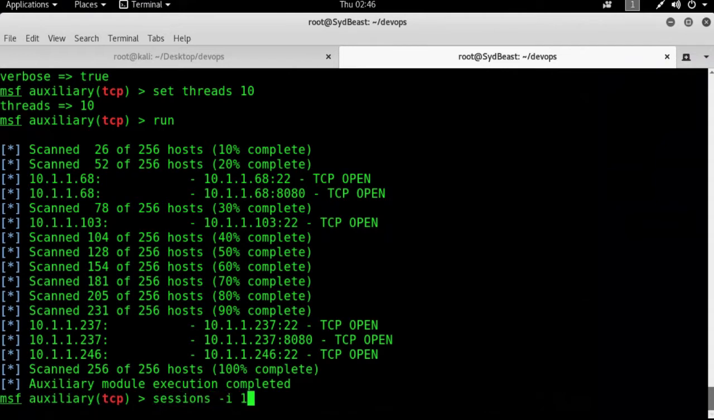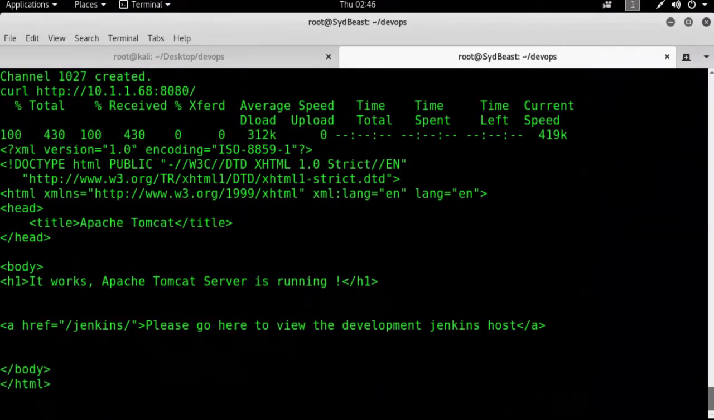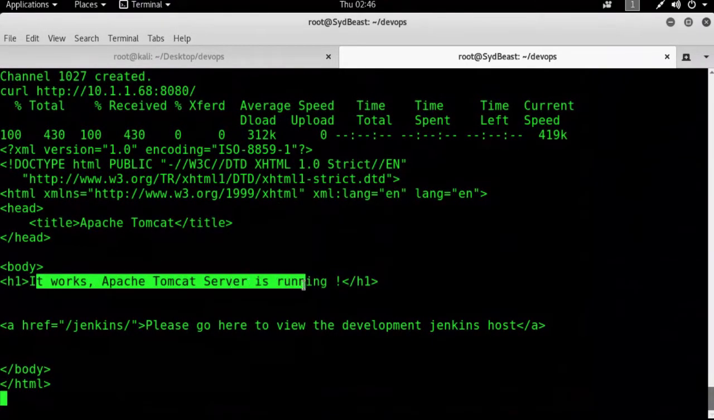Now we've discovered this 10.1.1.68 address, and what the attacker will now do is have a look at what this actually is. We simply do that by fetching a web page that is at port 8080 on that address, and we can see some HTML being returned here indicating that this is another Apache Tomcat server.